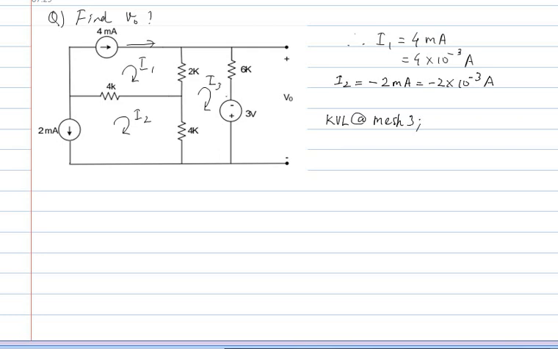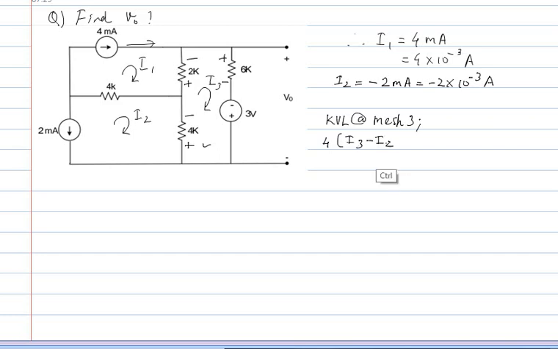So KVL at mesh 3. Since the current is going in clockwise direction, this will be entering, this will be leaving, this will be entering, leaving, entering, leaving. And let me take the back of the bogie for a change. So it is going to be plus 4 (I3 minus I2).